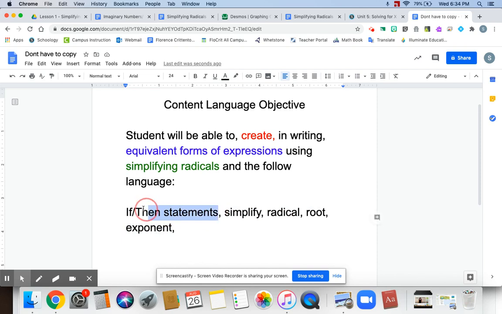So if-then statements is the way we're going to talk about it. I'm going to explain that in the notes. Then the next 4 words are just our vocabulary. Our vocabulary words are simplify, radical, root, and exponents. And we're going to go through all of those in the notes.